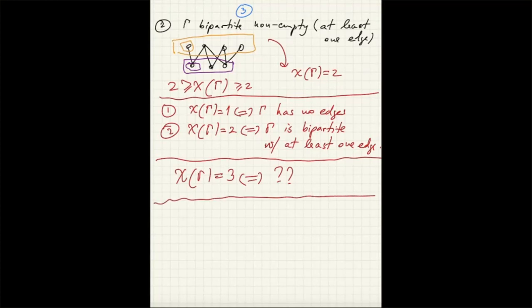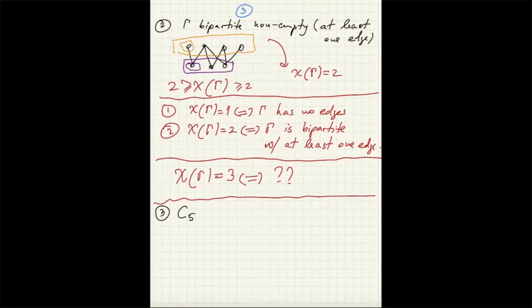So in general, if you know a little bit about complexity theory, these are the chromatic number 1 and 2. These are the easy cases. Figuring out if the chromatic number is 3 or more, these are difficult questions computationally. So now let's do some other examples.